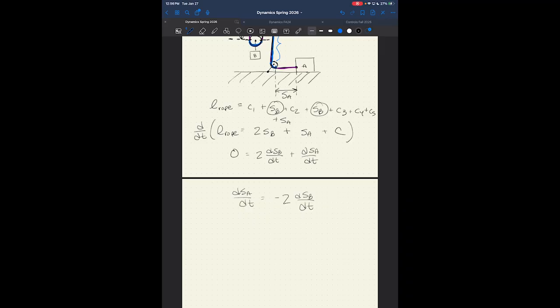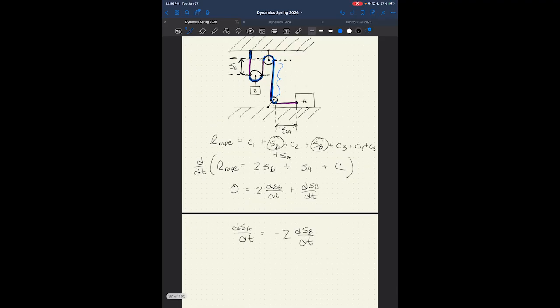So tell me in words, what does this tell us about how the velocity of B is related to the velocity of A or vice versa? Let's say we're given the velocity of block A. B would be twice the magnitude in the other direction. Yes. Okay. If we are given the velocity of A, the velocity of B is double the magnitude but in the opposite direction.